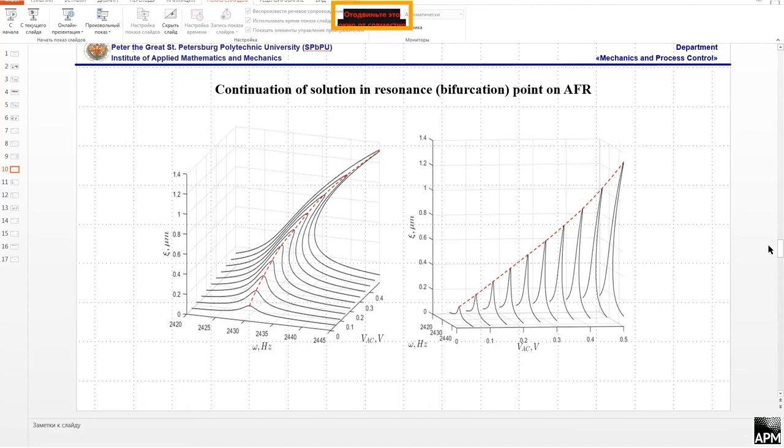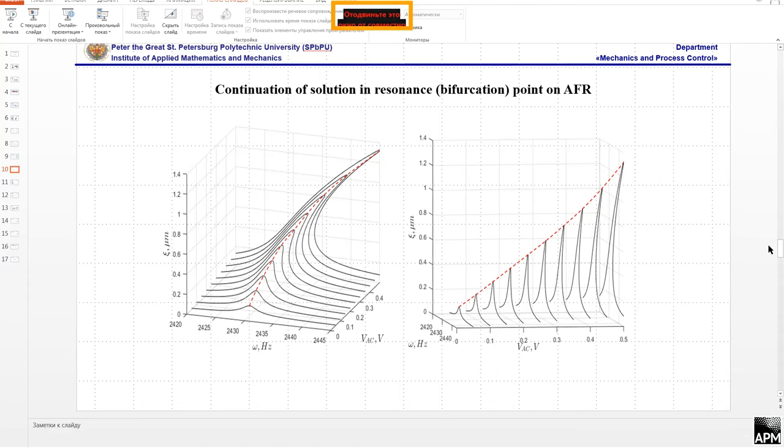The figure on the slide shows the series of frequency responses of the system for different values of the VAC parameter. The red dotted line in this figure shows the change in the bifurcation point along sigma 1 when VAC increases. It should be noted that when moving along this curve, not only the value of the frequency detuning changes, but also the amplitude of the oscillations.